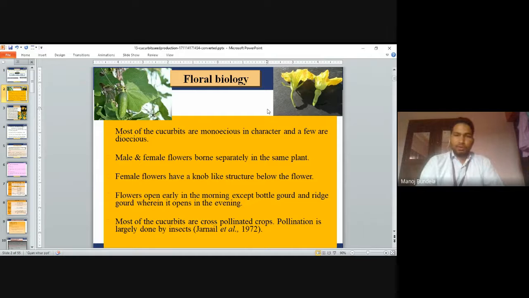Flowers open early in the morning except bottle gourd and ridge gourd, where they open in the evening. Means in bottle gourd and ridge gourd, the flowers will open in the evening, and other than these, the flowers will open in the morning. Most of the cucurbits are cross-pollinated. The pollination is largely done by insects.